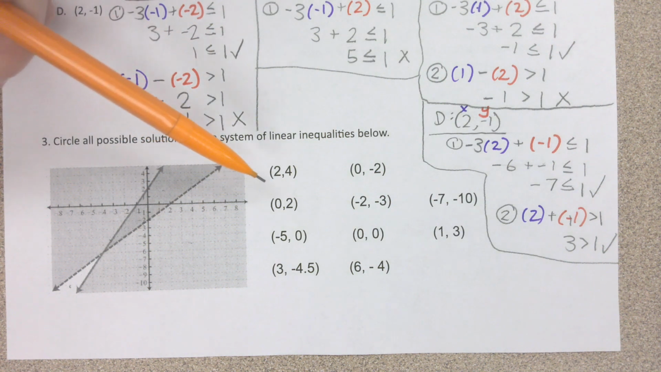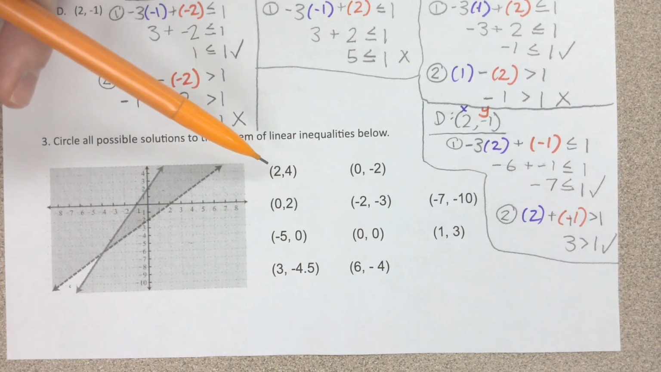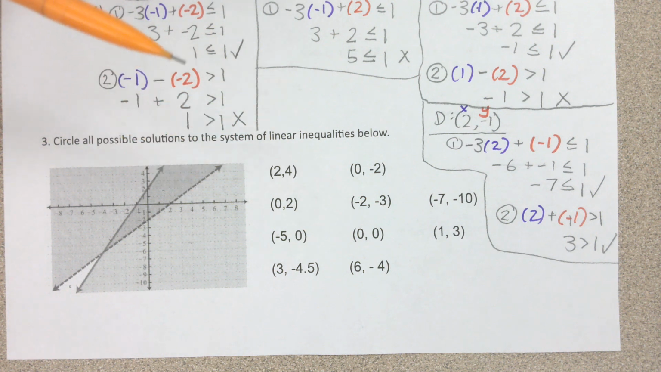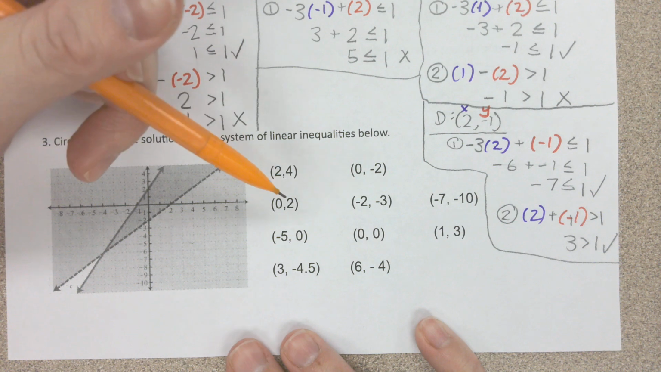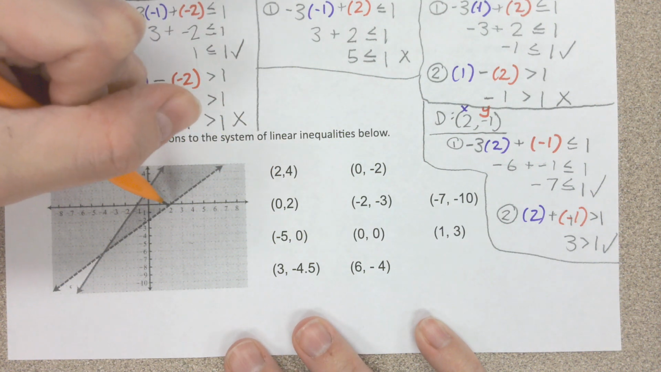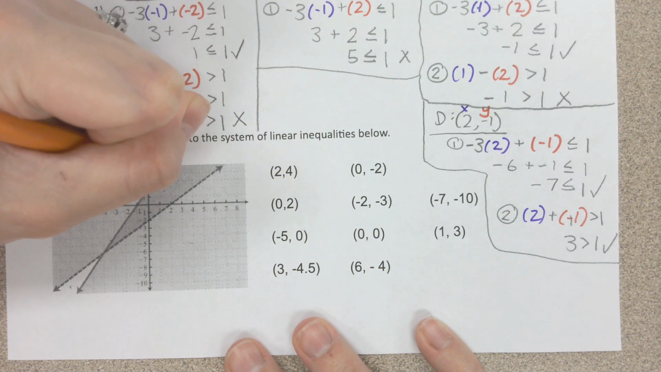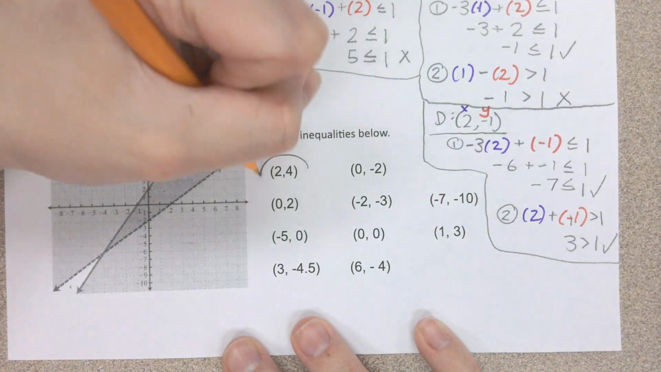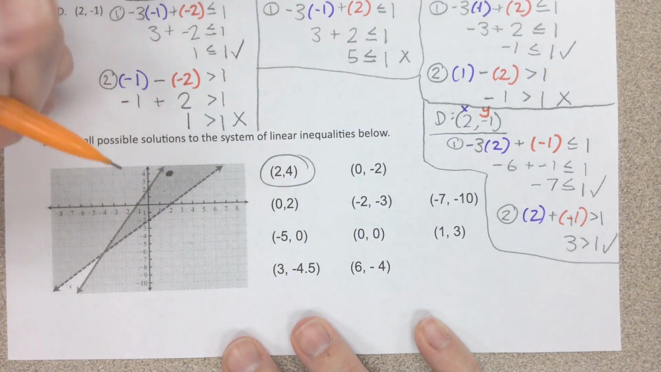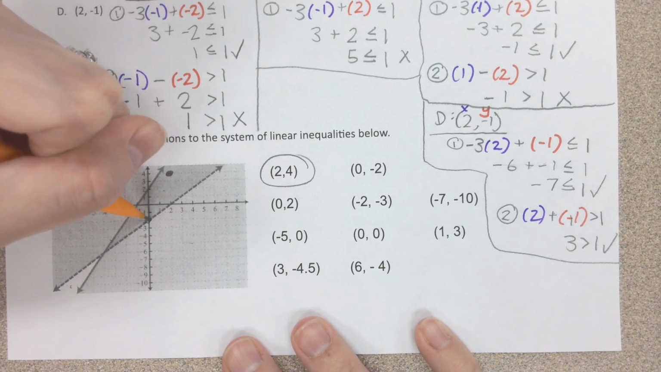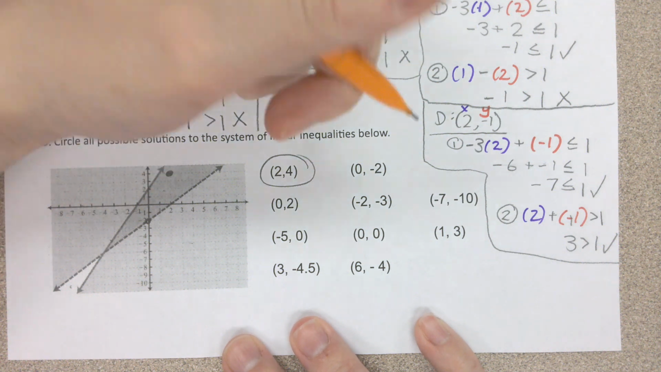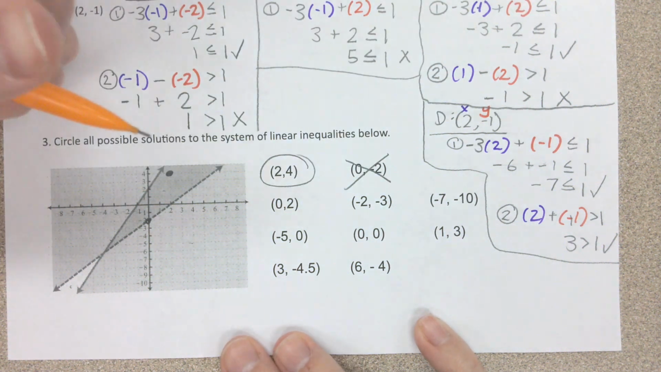So what I'm going to do is graph these as I go. If they're a solution, I'll circle it. If they're not a solution, then I will cross it out. All right, 2, 4. That's right 2, up 4. This is clearly a solution. 0, negative 2, 0, down 2. This is on the dashed line. It is not a solution.